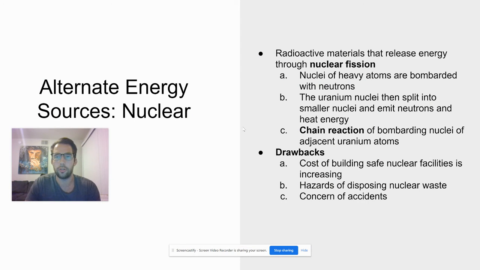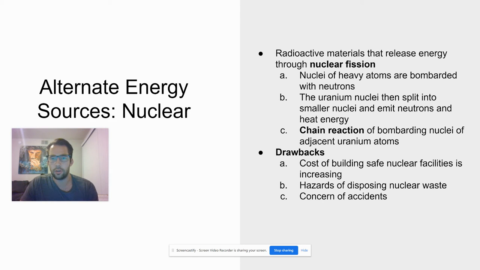So nuclear energy is going to be the next one we talk about. Radioactive materials are going to be used to release energy through nuclear fission. So nuclei of heavier atoms are going to be bombarded with neutrons. The uranium nuclei is then split after it's been hit with these neutrons. It's going to emit neutrons and heat energy, and then the neutrons it emits are going to run into more uranium atoms, causing a chain reaction to occur.